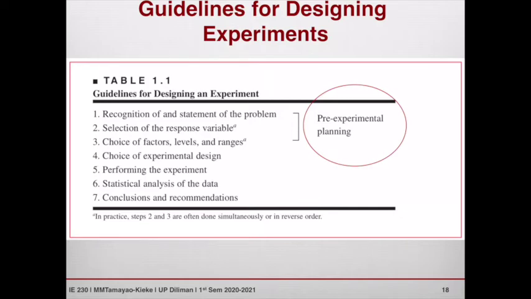Okay. The fourth step is choice of experimental design. Fifth, performing the experiment. Sixth, statistical analysis of the data. And seventh, conclusions and recommendations. We will now discuss each of these guidelines.